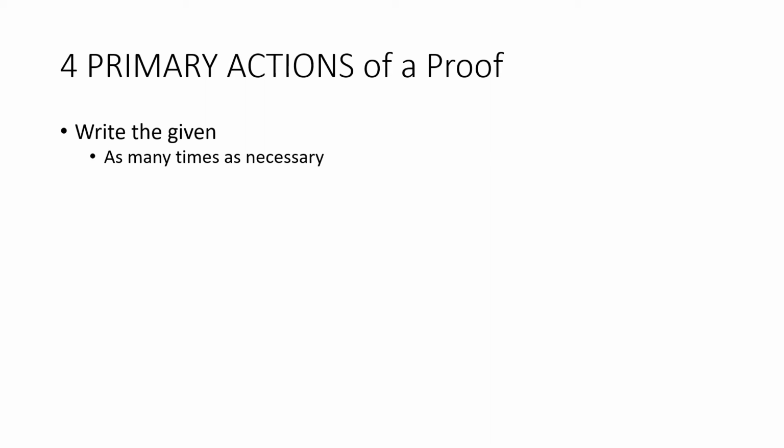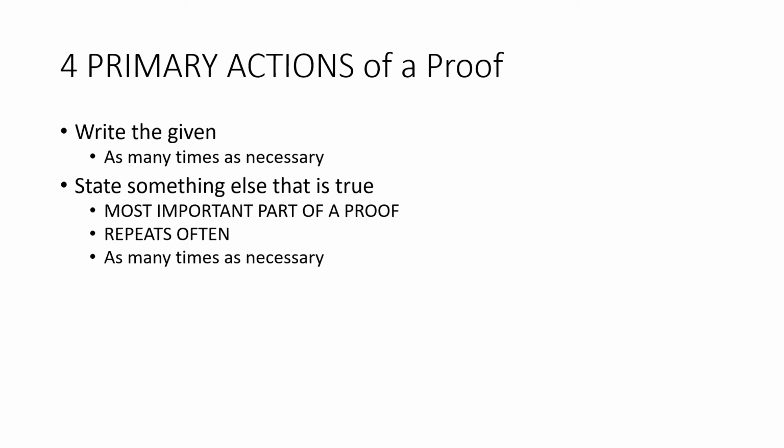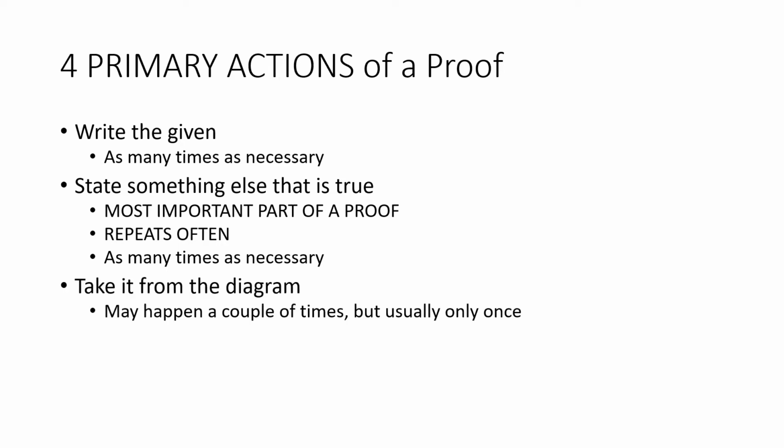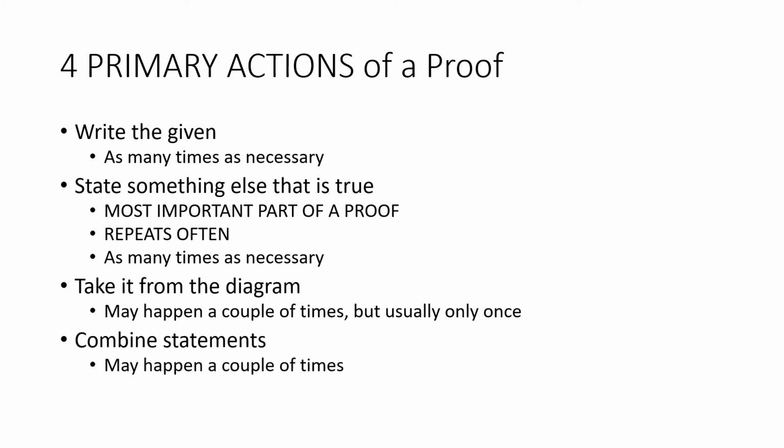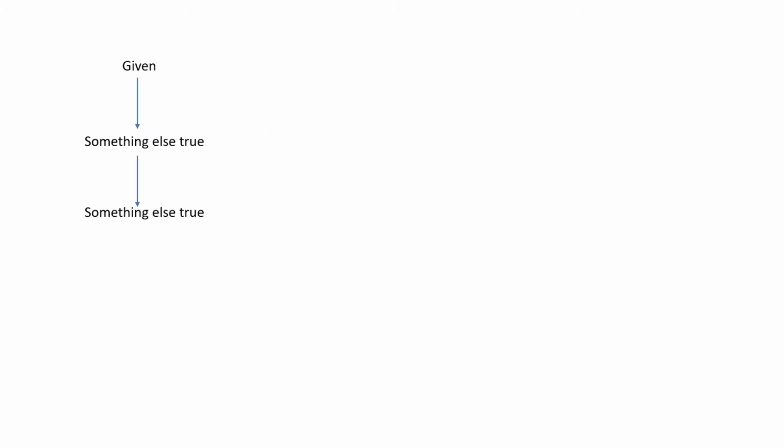You can write the given, and sometimes there's more than one, so write it as many times as necessary. The second thing you can do, and the most important, is state something else that is true. That is where the logic is actually going to come in, and it repeats often. And you can do it as many times as necessary. You can take it from the diagram. Usually it happens once, but it could be done more than once. And then you can combine statements. Make sure that no matter what you're doing of those four primary actions, you always have a reason to back you up. So the basic proof is to write the given, and then something else, and then something else.